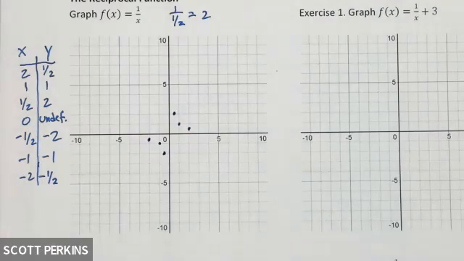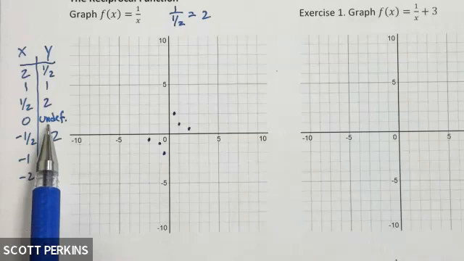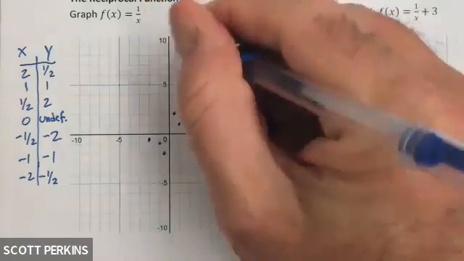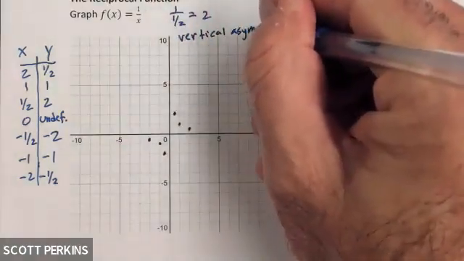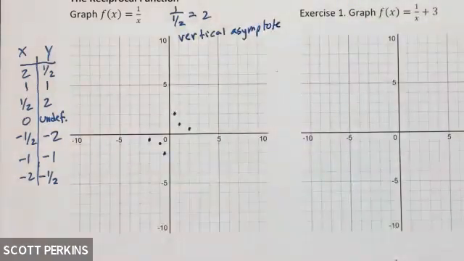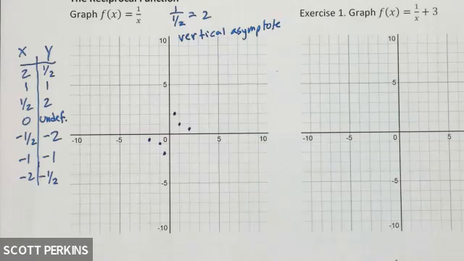Okay, the first important thing for you to note as you're getting to know your new friend, the reciprocal function, is that the x value 0 is undefined. So what we have at the x value 0 is what's called a vertical asymptote. If you've never heard that word asymptote before, make yourself a little note. A vertical asymptote is an x value that the graph never goes through.